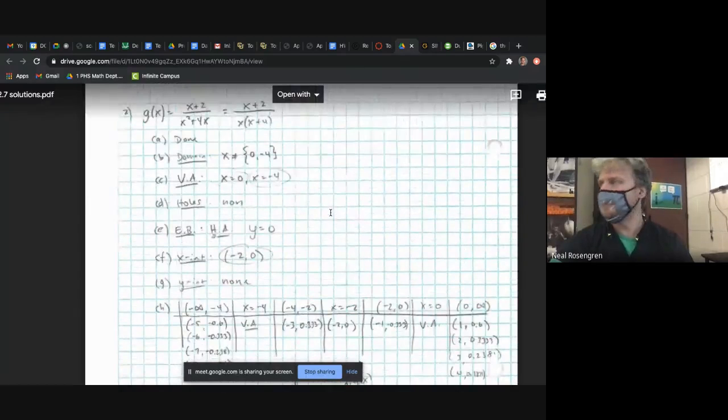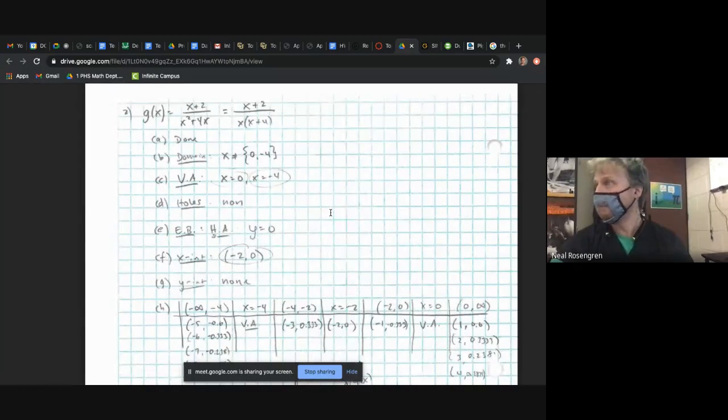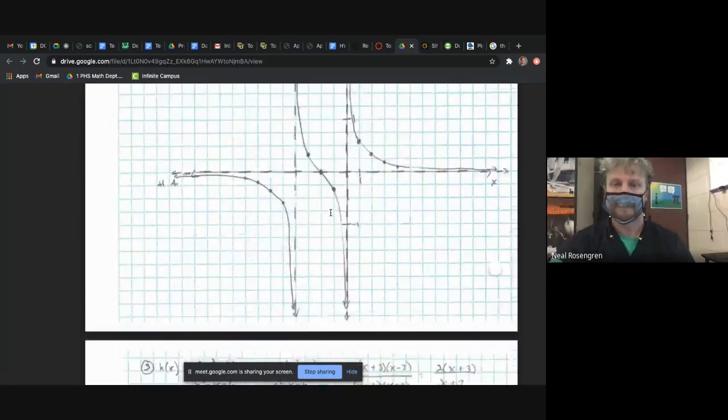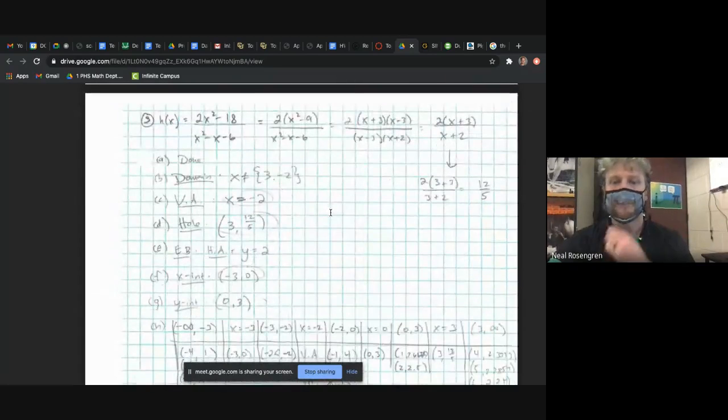Questions about anything on number 2? I don't want to take too much time talking these through. I really would rather give you the chance to ask questions. But for number 3 and number 4, I wanted to put a hole in there somewhere so you can see what would happen there.